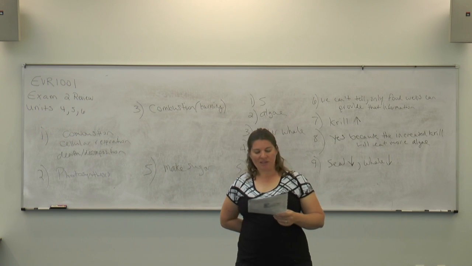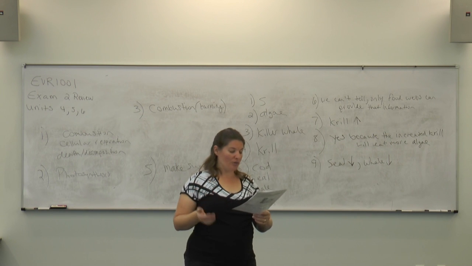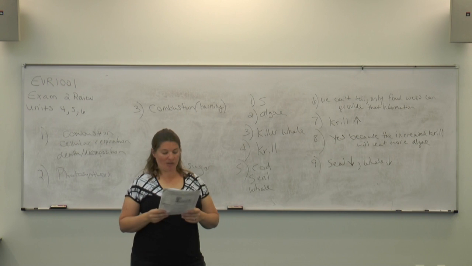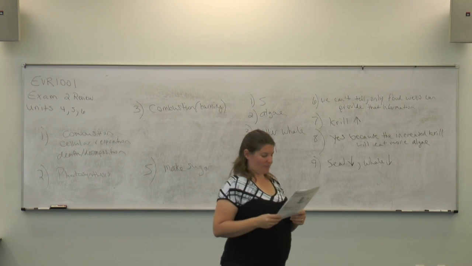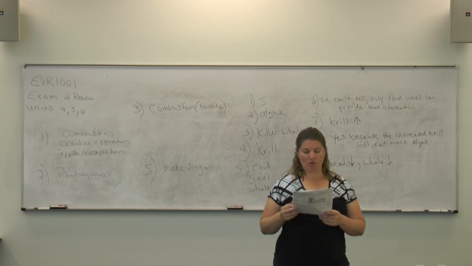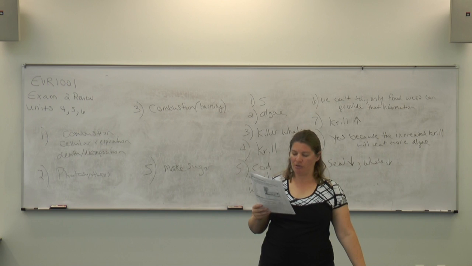Number 5, if a person eats a salmon that had eaten smaller fish that ate algae, that person is acting as a tertiary consumer. Letter D. Right? The algae is the producer, the small fish is the primary consumer, the salmon is the secondary consumer, and that makes the person a tertiary consumer.